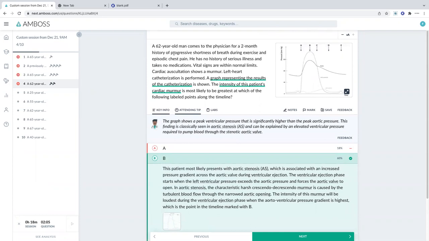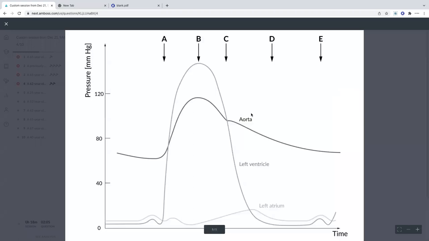So over here, what does this tell you? A 62-year-old man has progressive shortness of breath during exercise and episodic chest pain. Left heart catheterization is performed. A graph represents the results of the catheterization. The intensity of the patient's murmur is most likely greatest over which of the following? If we look at the graph, we see that there is a problem with the opening of the aortic valve. Because of the delayed opening of the aortic valve, there's a delay in the exit of the blood from the ventricle into the systemic circulation.